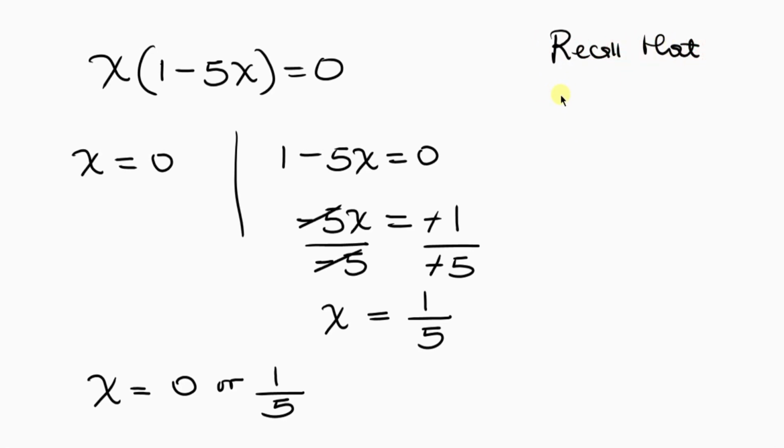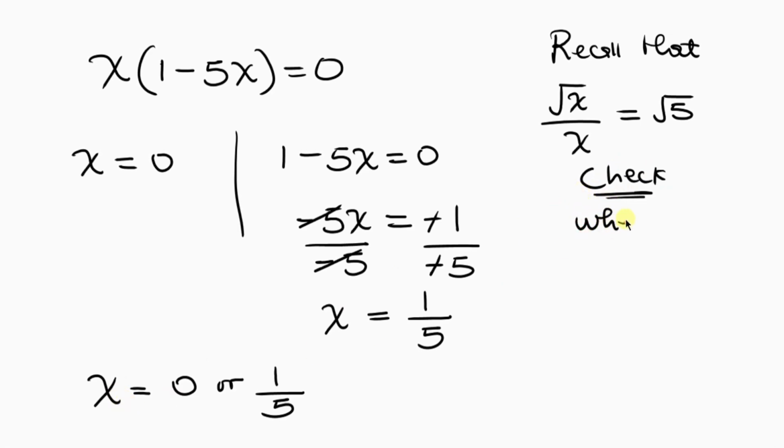Recall that the question is the square root of x all over x. This is equal to the square root of 5. So let's check when x is 0. So when x is 0, this will be the square root of 0 divided by 0. Will this be equal to the square root of 5? Of course not, because we have 0 as the denominator. So this is undefined.